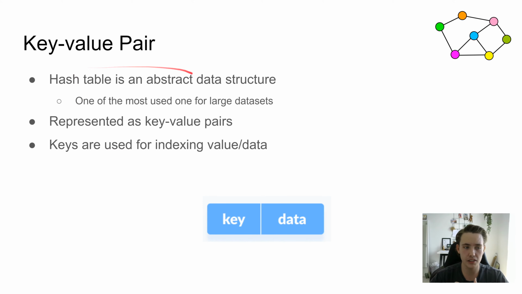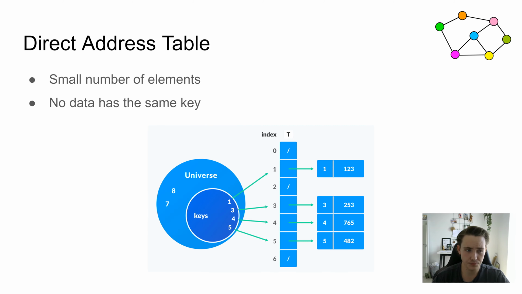As I already said, the hash table is an abstract data structure, and it is one of the most used data structures for really large data sets, because as we talked about, the complexity is very fast, and if we have large data sets, we can do fast inserts and searching. In hash tables, the objects are represented as key-value pairs, and the keys are used for indexing the value and data. So the key is pointing to some data, and the key is generated from a hashing function.